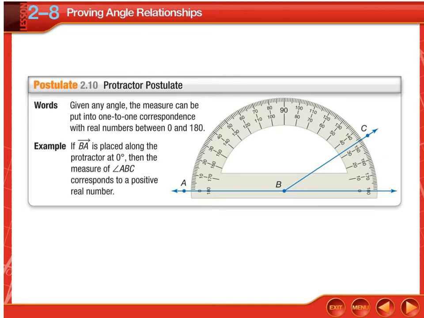We have the protractor postulate, and it says given any angle, the measure can be put into one-to-one correspondence with real numbers between 0 and 180. Basically, it's saying as long as you line this up with a 0, you can measure an angle anywhere between 0 and 180 degrees.